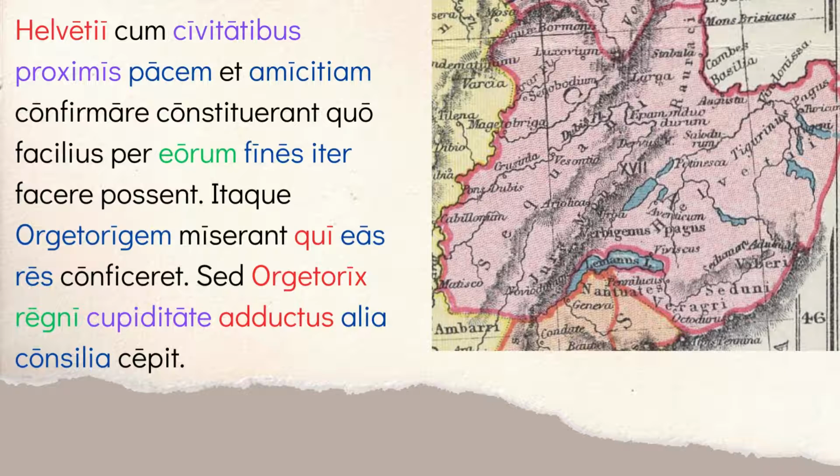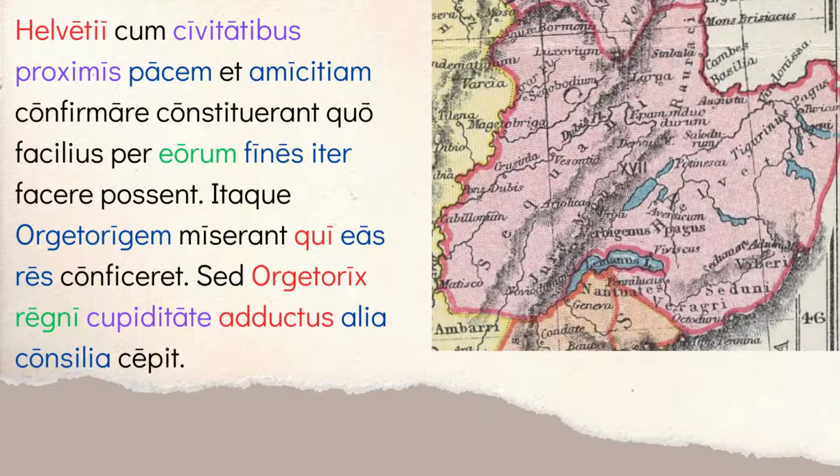So you have itaque Orgetorigem miserant qui eas res conficeret. Okay, so, and so, right, itaque. So you're saying, and so they had sent, right, miserant, they had sent Orgetorix, who, right, it's talking about Orgetorix, right, who was able or could or might accomplish these things.